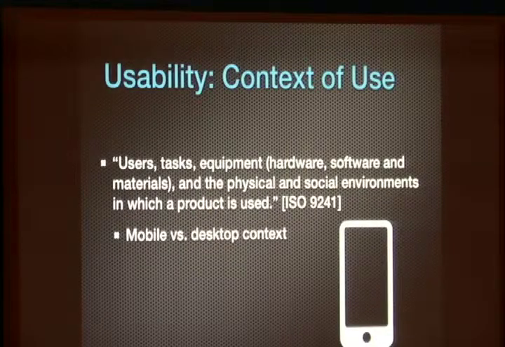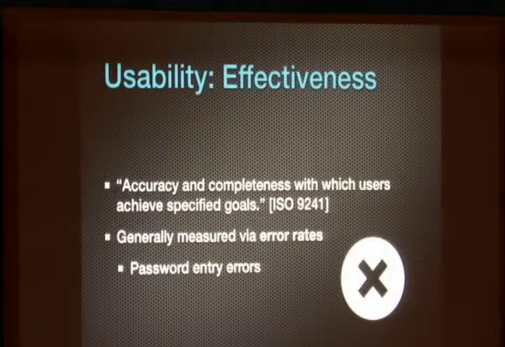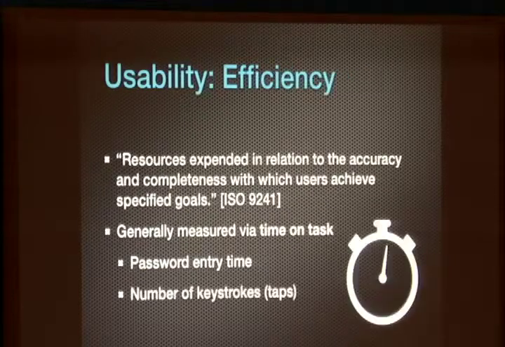Context of use is pretty self-explanatory. Here, we're dealing, obviously, with the mobile context. Desktop versus mobile, two totally different worlds. Effectiveness, the accuracy and completeness with which users achieve specified goals, again, from this ISO standard. This is generally measured via error rate. So when you're thinking effectiveness, you are thinking wrong versus right. And you can measure errors at different levels of granularity. We'll talk about that in a bit.